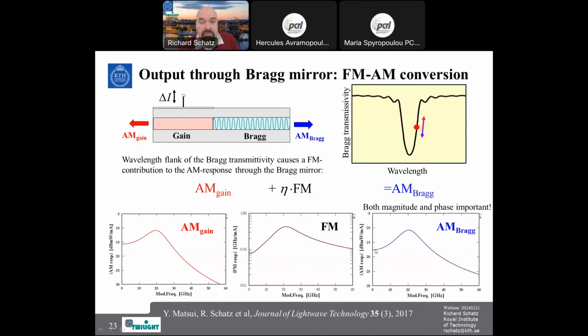The drawback is that, due to the adiabatic chirp, you get a little bit reduced slope efficiency here. So the contrast, the extinction ratio, decreases a little bit. So that is what I wanted to say about FM to AM conversion.